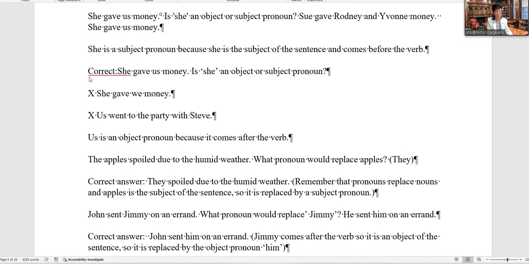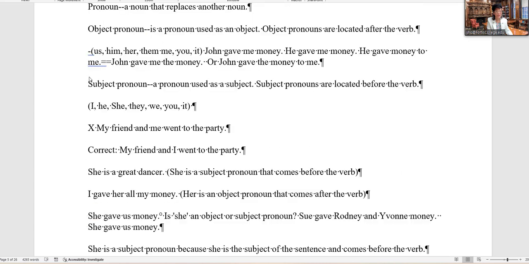I don't know where it's placed, but those are object pronouns: us, him, her, them, me, you, it. And so those are all object pronouns. John gave me money. And so me is the object pronoun because it comes after the verb. I gave him money. John gave us money. So all of these object pronouns come after the verb gave.